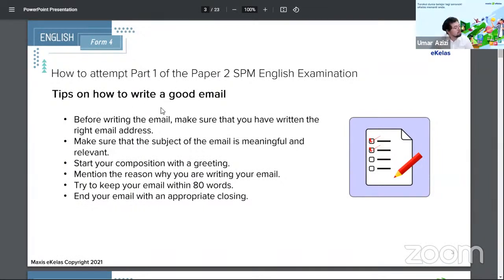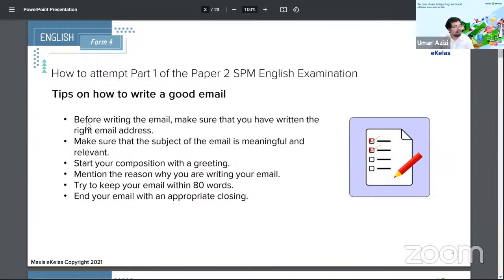So before I continue this class, Form 4 students, are you with a book and pen? Do you have a glass of water with you? And are you comfortable? If you are all of the above, good job. If you're not, make sure to check that list. Find yourself a comfortable spot to sit in, get a book and get a pen. You'll need to take notes. Let's go. All right, so tips on how to write a good email.